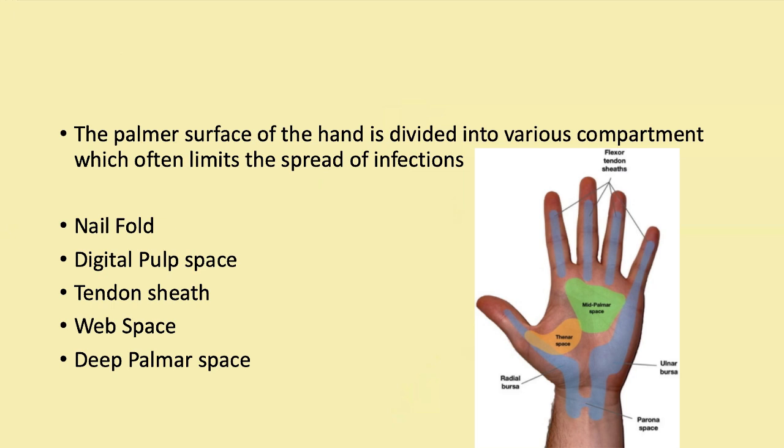We also have the digital pulp spaces, which is the soft tissue around the distal phalanges. Then it can also affect the web spaces, and the tendon sheaths, which is the synovial encasing that encases the tendon and can affect gliding movements of tendons. We also have deeper infections which affect the deeper palmar spaces.